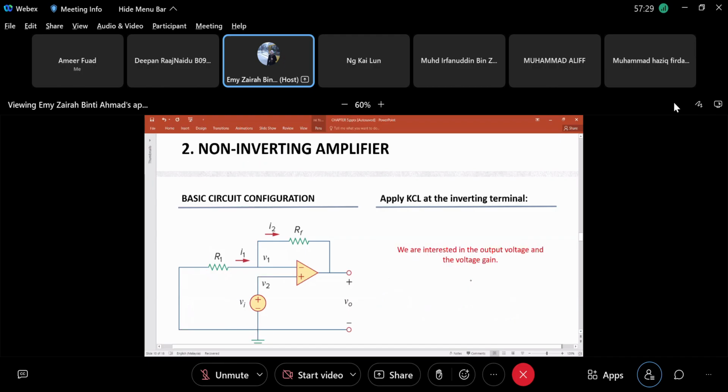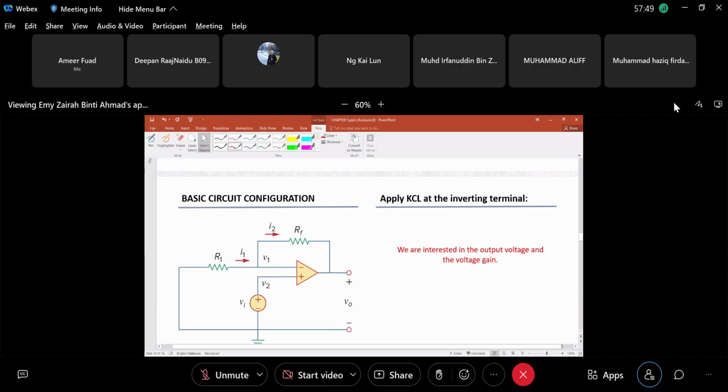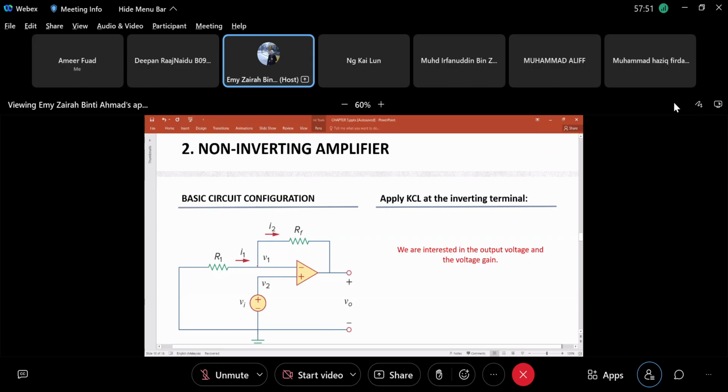So as usual, apply KCL at the inverting terminal. Where is the inverting terminal? At this node. First, you need to apply the KCL at this node, at the inverting terminal, because we are interested in the output voltage and the voltage gain. For an amplifier, we only want to know the gain. What is the gain? Gain, in other words, is also V output over V input.